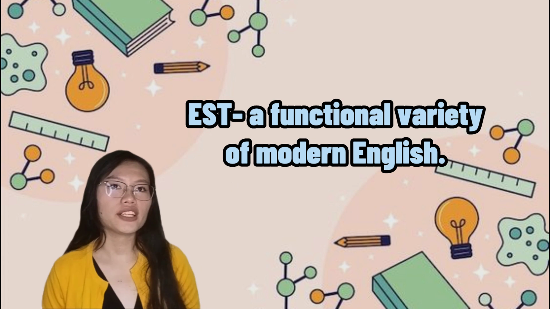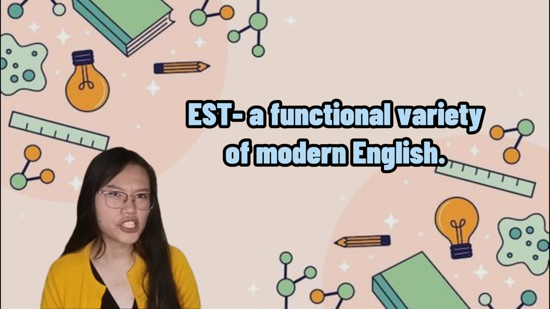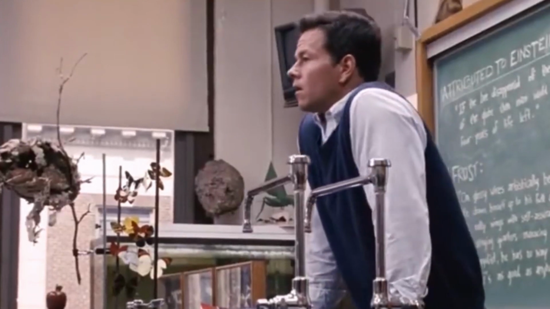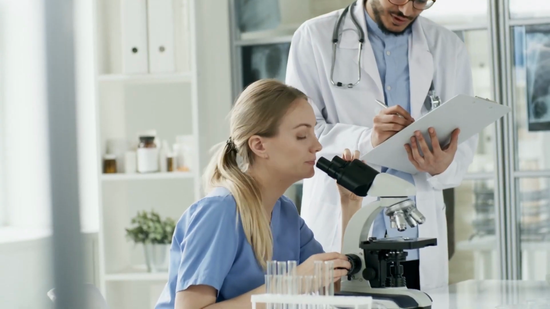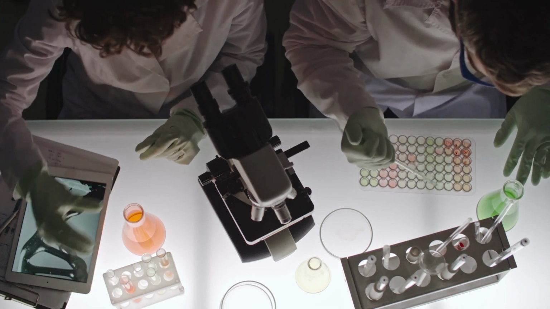But wait, let us know more about what EST is first. When we say EST, it is a functional variety of modern English. What does that mean? It is a variety of languages used for a particular purpose or in a specific communicative situation. So when we are in different situations, we use different forms of language. That is where jargons will enter, which will be discussed by my other groupmates. So continue watching for you to know what those are.